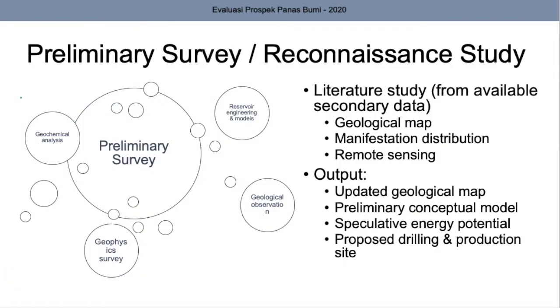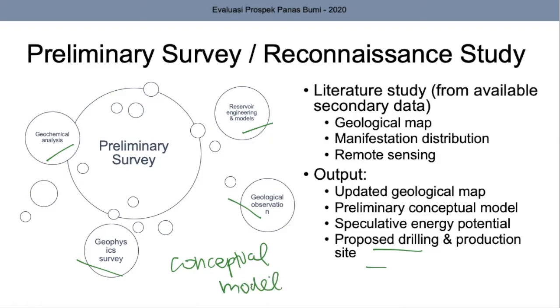The output of the 3G data is for us to create an updated geological map, a preliminary conceptual model, and to propose a drilling and production site. This is all determined based on the geological observation, geochemical analysis, geophysical surveys, and also some reservoir engineering and modeling. However, usually just from these 3G data, the geological, geochemical, and geophysical data, you can actually create a conceptual model that depicts the subsurface condition of a geothermal area.